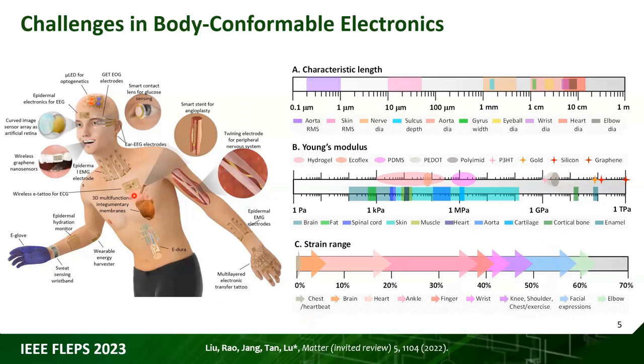So all of those basic characteristics pose fundamental challenges to building body conformable electronics. And we try to summarize a lot of body conformable electronics out in the literature, of course, not an exhaustive list. Today, our focus is just epidermal electronic tattoos, but I just want to mention that a lot of the materials, design, and manufacturing principles we talk about today are also applicable to implantable in vivo devices.